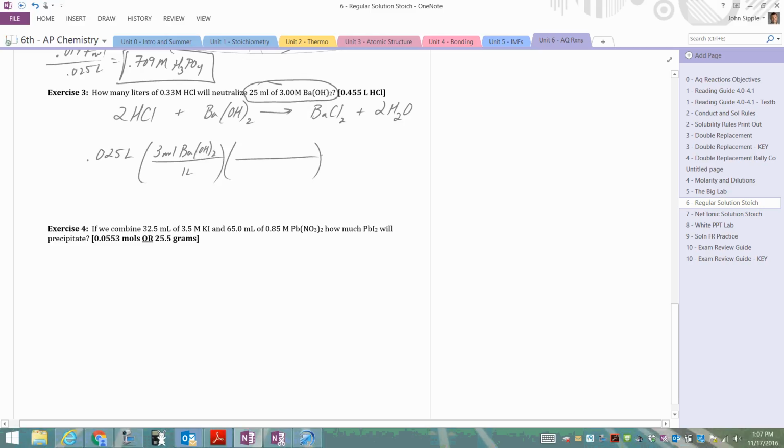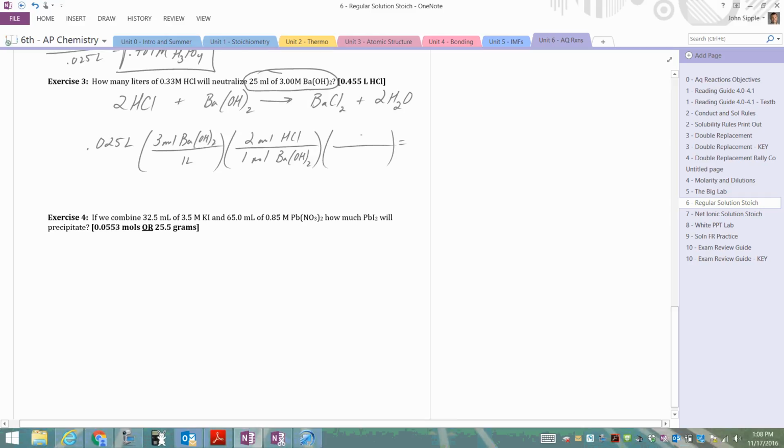Anna? 1 mole barium hydroxide and 2 moles of HCl. Great. Moles HCl. Very good. So we got to get back out of moles. So what do we use to do that? The concentration of HCl that was given to us. So we're trying to get back into a volume, which is going to be liters on the top.